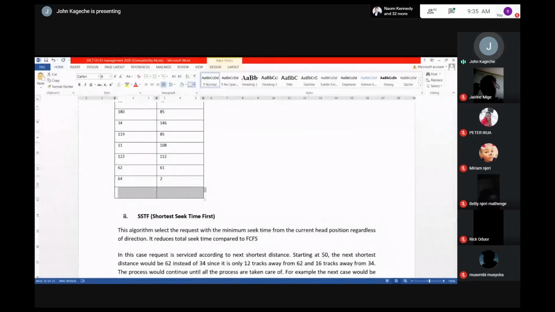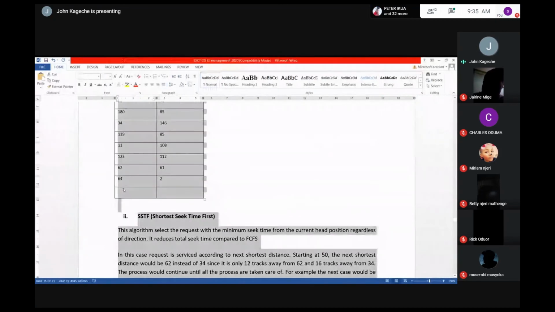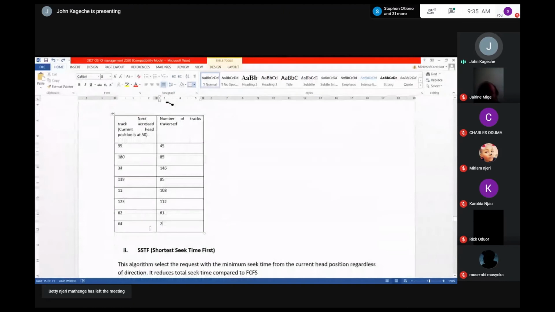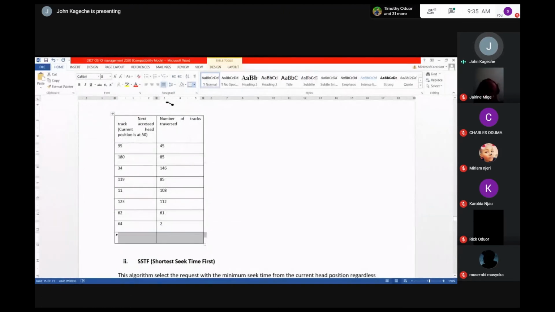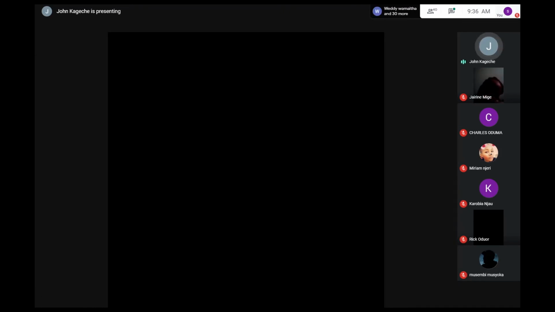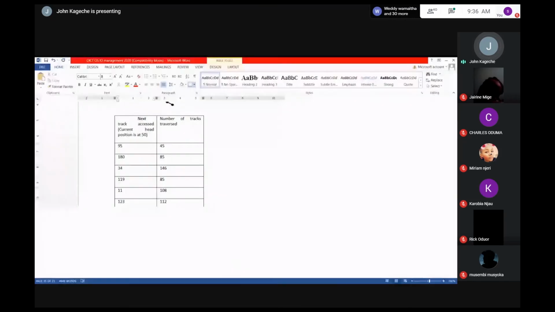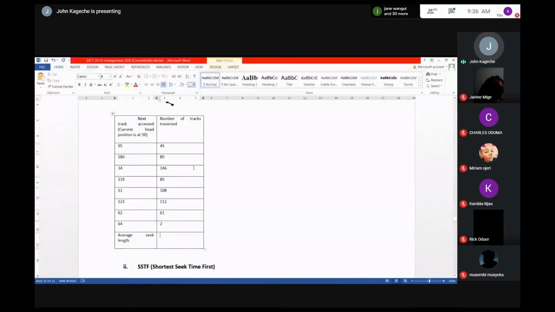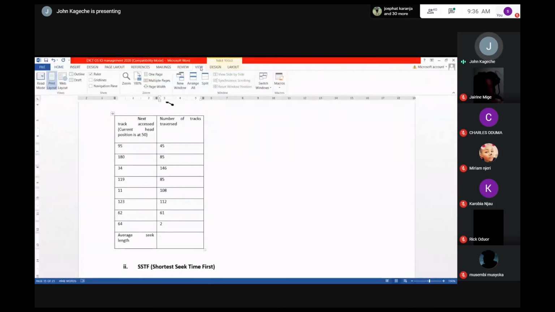Now, in the question, you are supposed to calculate what? For example, you are supposed to determine the average seek length. Average seek length. For example, in our case here, we are doing the average. We're calling it the average seek length. So you will do the average. For example, you will come here and do the average.